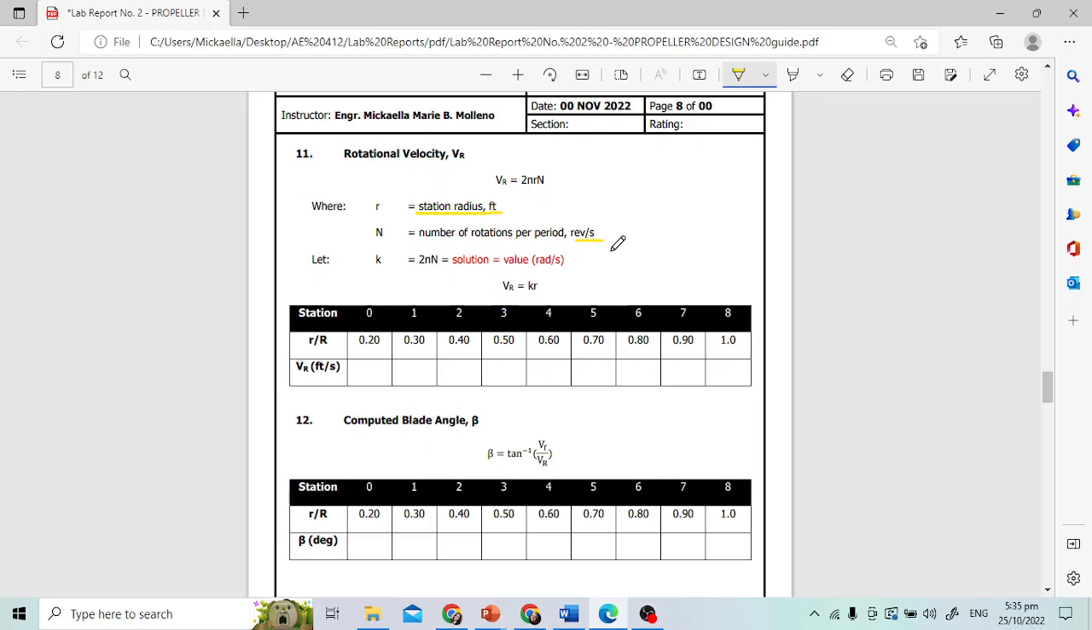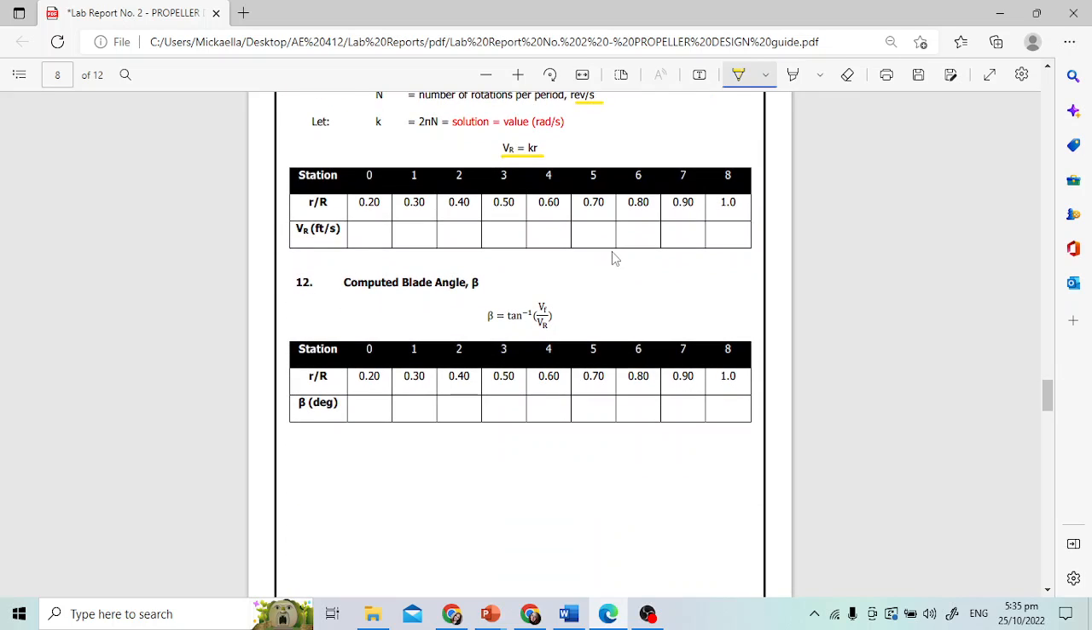Then, let k be 2 pi n para hindi na kayo mahirapan mag-substitute. Para ang i-substitute nyo na lang is, yeah, use this formula V is equal to KR na lang. Para substitute na lang kayo ng substitute. Hindi na kayo paulit-ulit na gagamit nung 2 pi n. Okay? So, madali naman yan. I think gets nyo naman na kung paano. Kung nagdadalawang isip sa Excel calculator, every now and then to check. So, yeah, that's pretty much it for the 11th part.